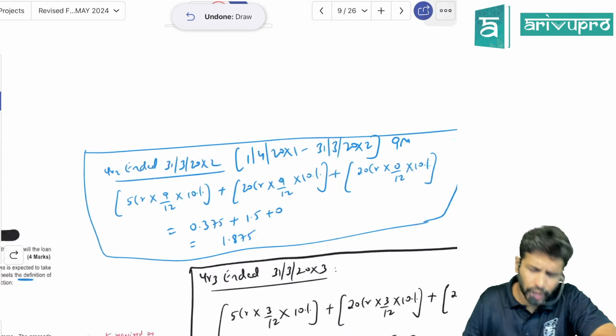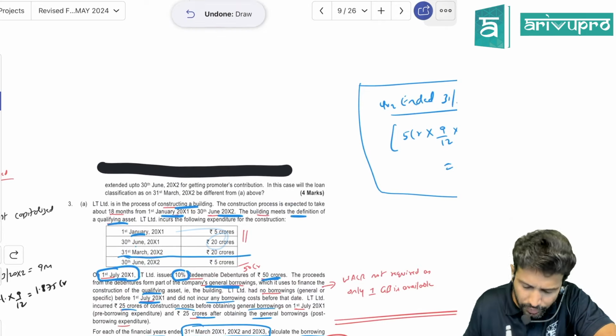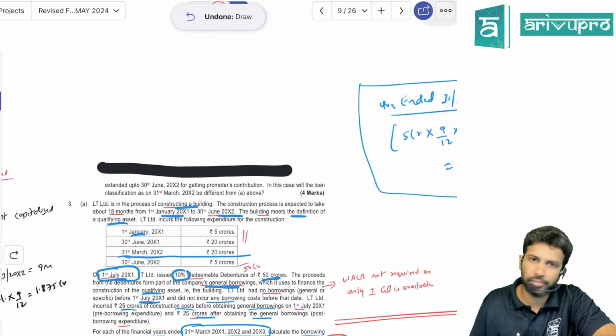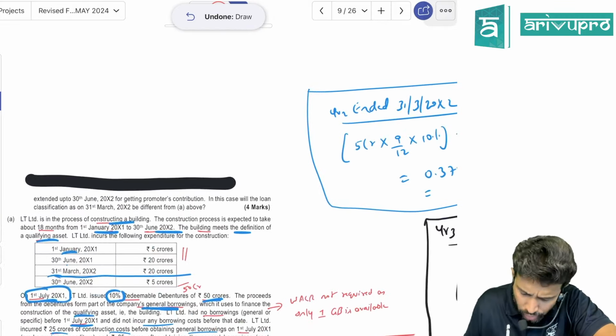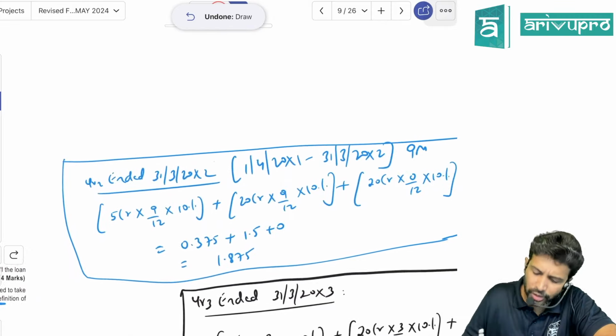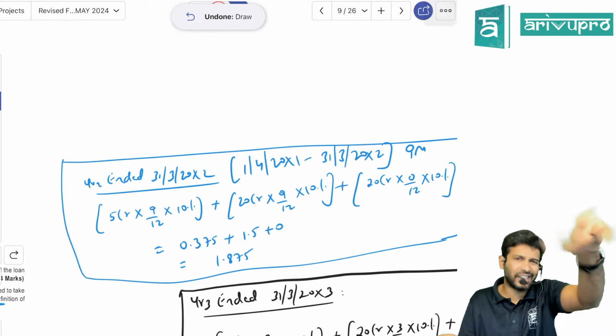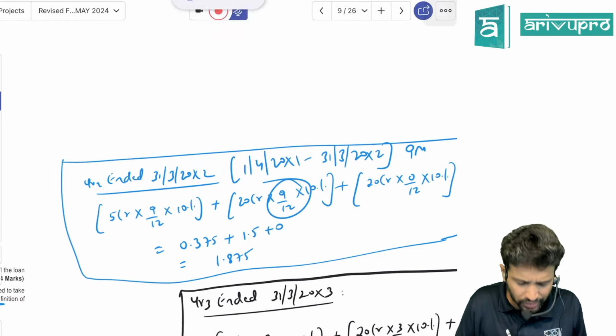Same thing you'll have to do for the other one also. Now this 20 crore came on what date? 30th June 20x1. So that means same, 20 crore. It came on 30th June only, but that's okay. From June 20x1 to 31st March 20x2, obviously it is 9 months. Here anyway, the weightage you will give is for 9 months.